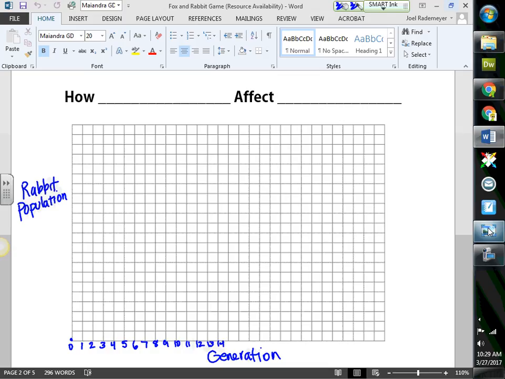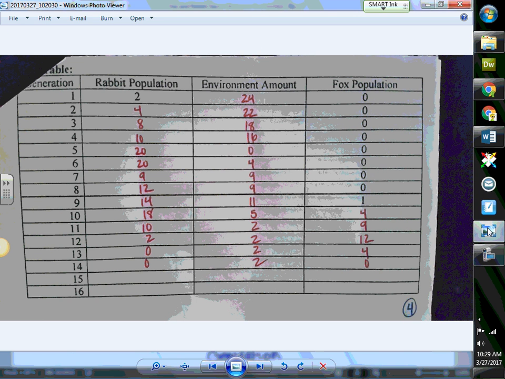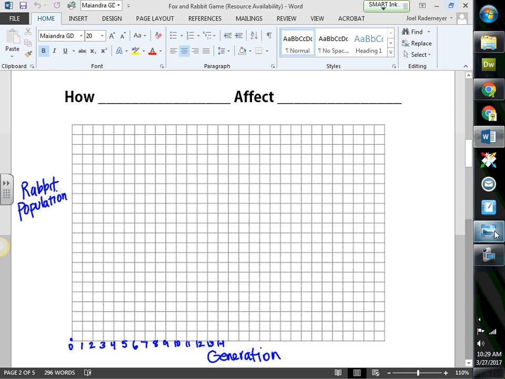Then I have to look at the rabbit population here. My highest rabbit population was 20. So let's see if I have enough space. 1, 2, 3, 4, 5, 6, 7, 8, 9, 10, 11, 12, 13, 14, 15, 16, 17, 18, 19, 20. I have enough space on my y-axis to use ones as my scale, so I'm going to label these 1, 2, 3.